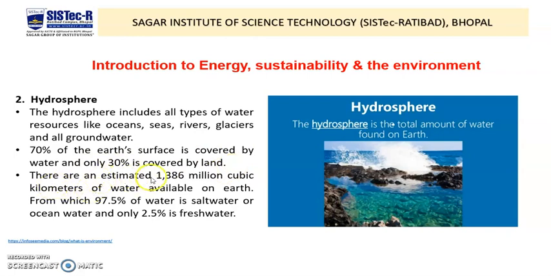There are an estimated 1,386 million cubic kilometers of water available on Earth, from which 97.5% of water is salt water or oceanic water, and only 2.5% is fresh water.